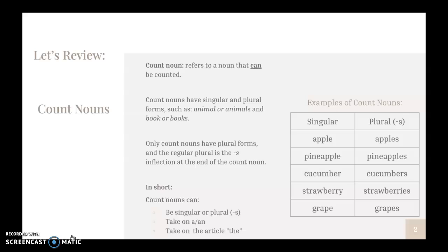To the right, you will see some examples of count nouns. You will have them in their singular sense and in their plural sense. Apple, apples. Pineapple, pineapples. Cucumber, cucumbers. Strawberry, strawberries. Grape, grapes. You can see how they go from singular to plural with the S inflection.